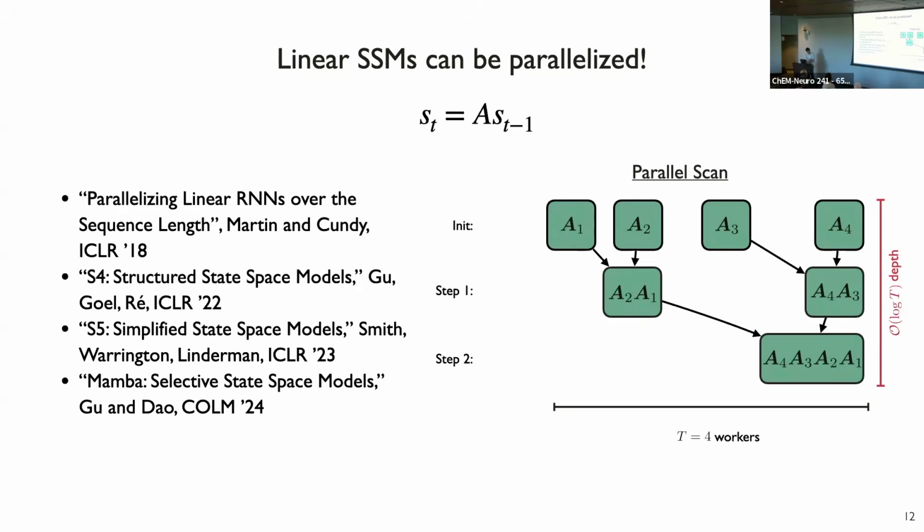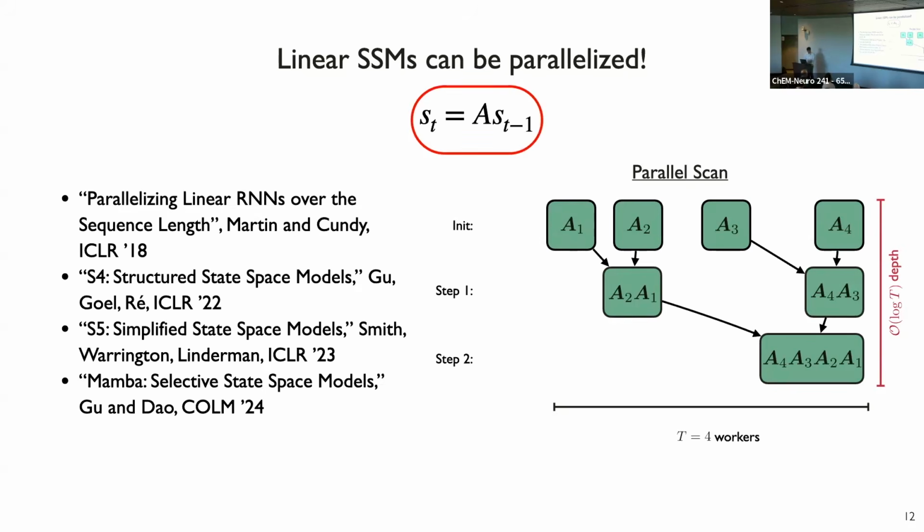If t is the sequence length, you can do it in log t time, i.e. you can get an exponential speed up. So this was very good. This is why these papers on these linear state space models, these linear RNNs, have been so important and impactful.